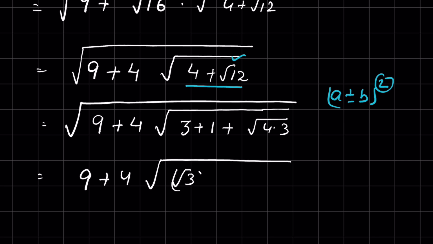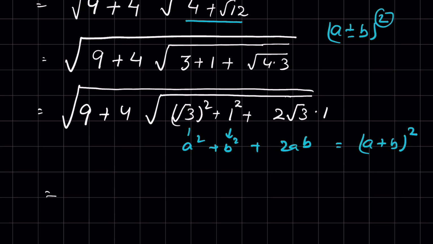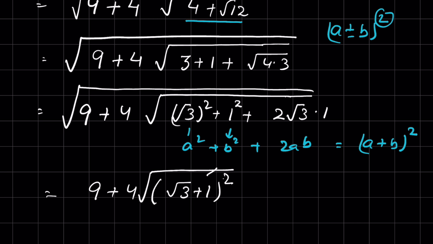Or 9 plus 4, 3 we can also write as the square root of 3 squared plus 1 plus this is 2 times the square root of 3, and then we can write times 1, no difference. Now this is in the form of a squared plus b squared plus 2ab, and this algebraic expression we can write as (a plus b) whole squared. So this will be 9 plus 4 times (the square root of 3 plus 1) whole squared under the square root. Remove the square root with this square.